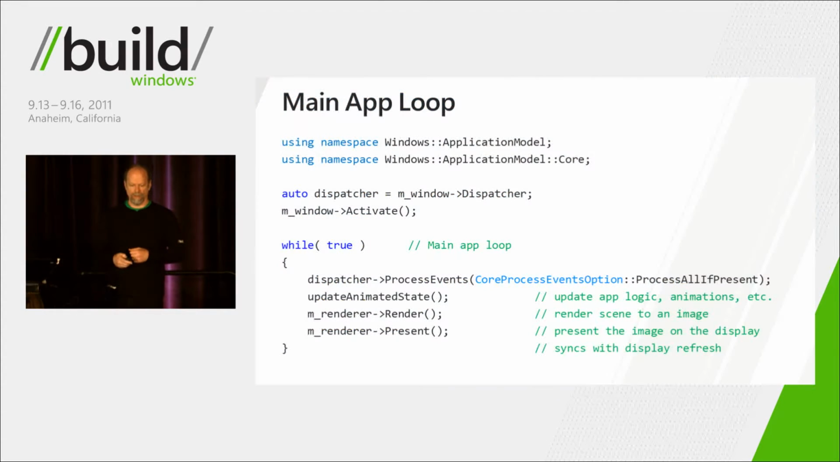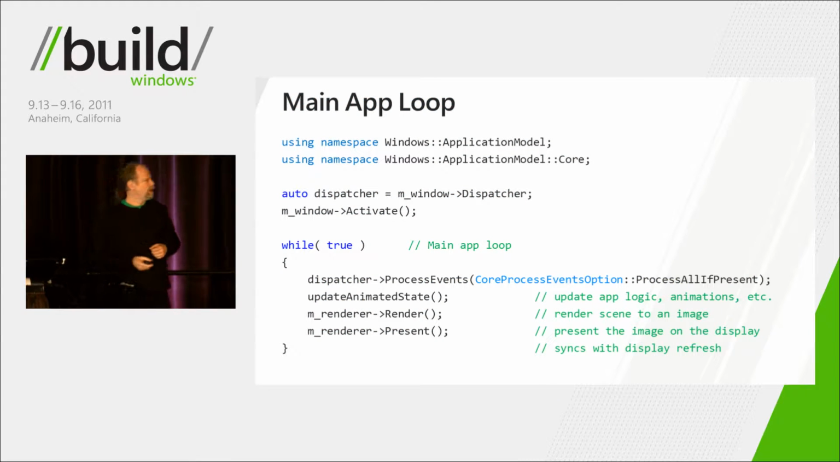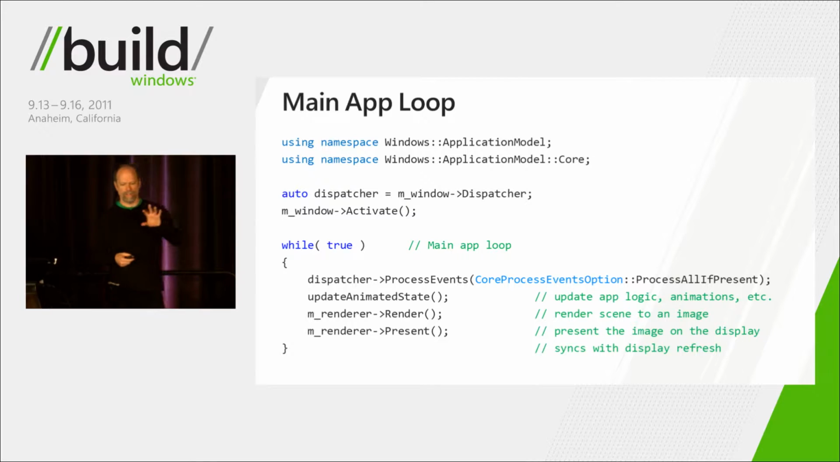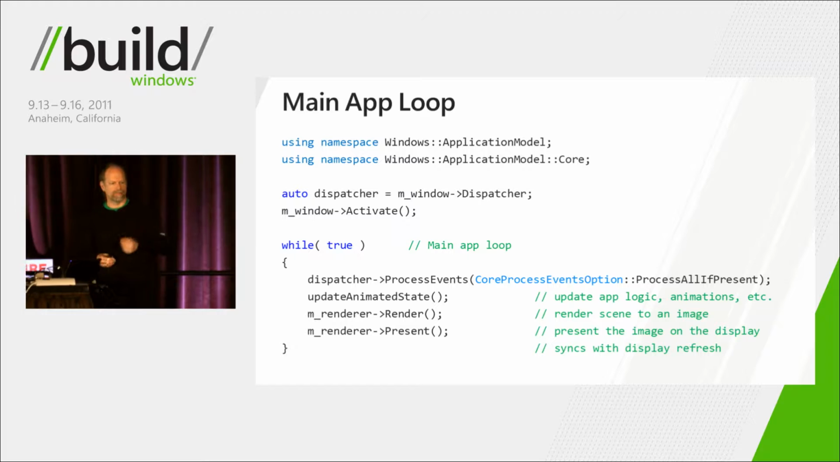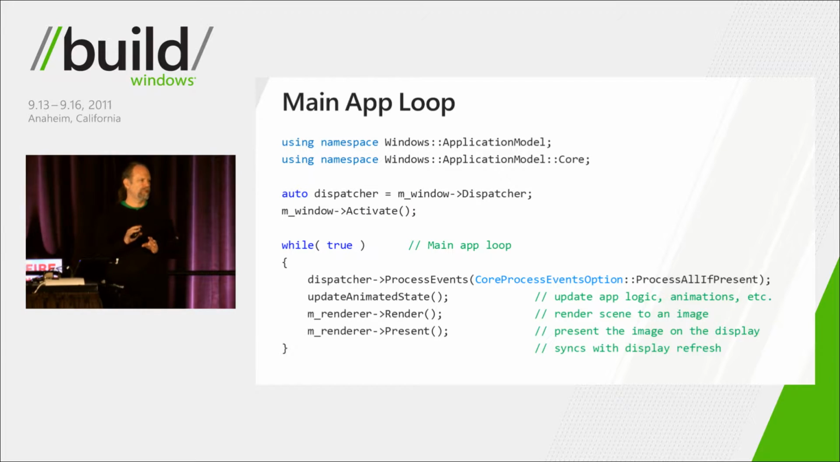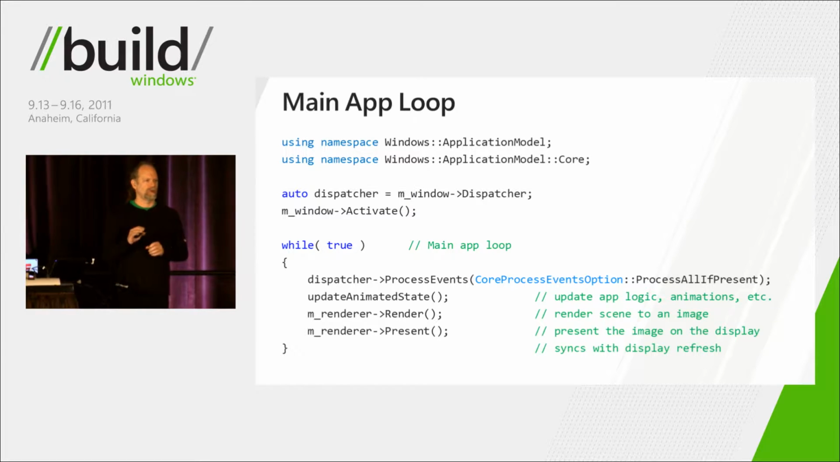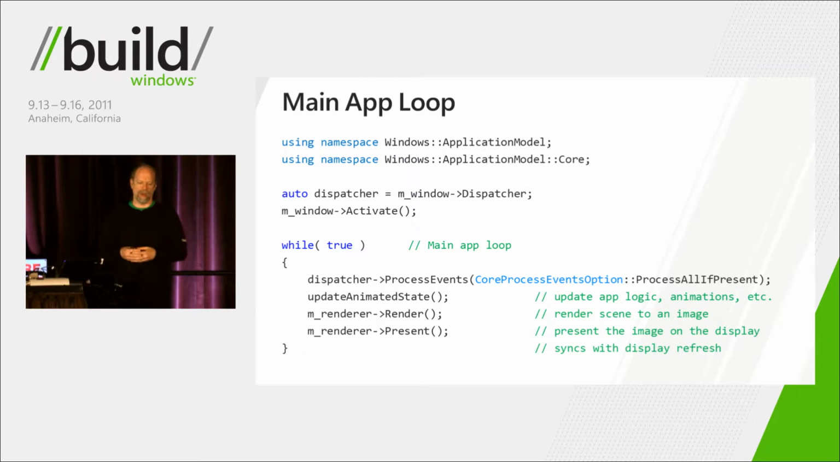So the way we do this in code is, I didn't show most of the initialization stuff, but there's effectively a main loop that contains these steps. And the special one is, this is using the C++ API interface into the object we call the core window, which is effectively the analog to the old message pump APIs.